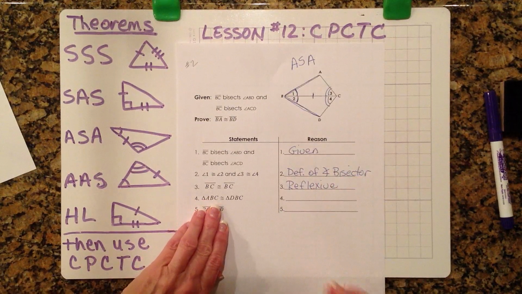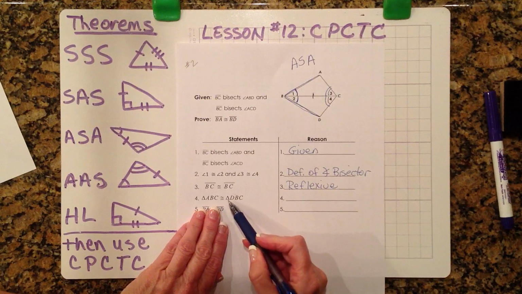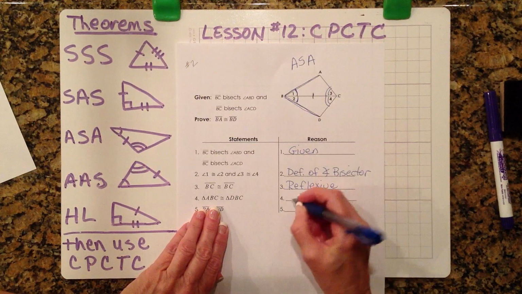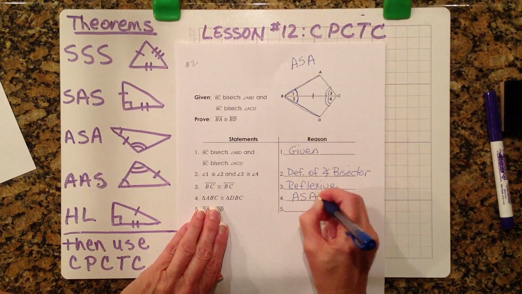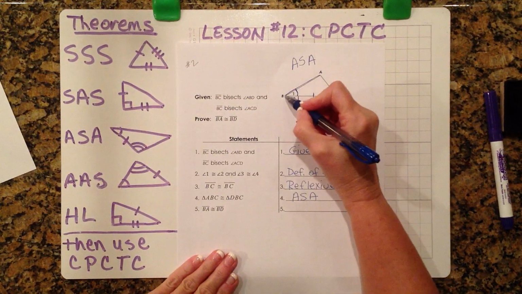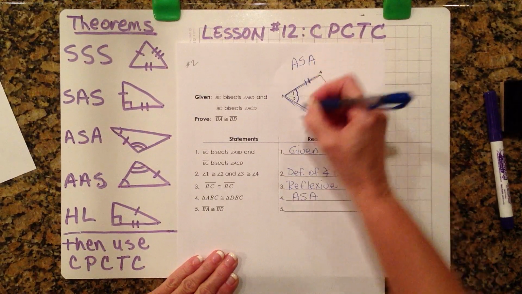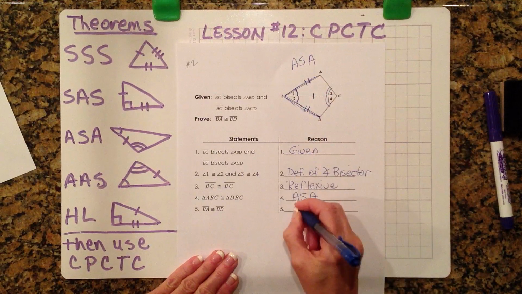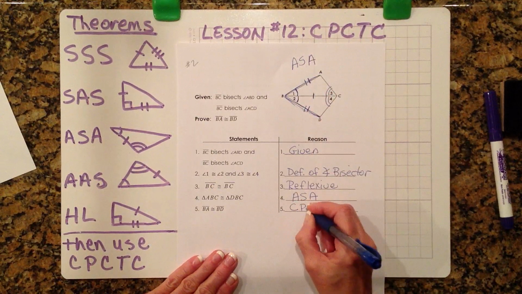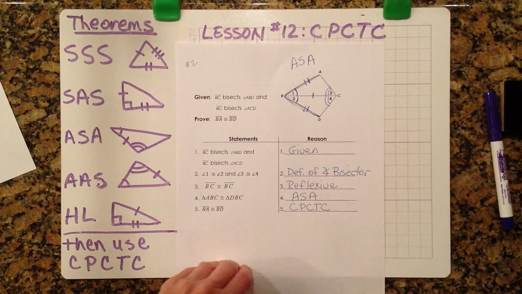Now I can prove the triangles are congruent to each other. Triangle ABC is congruent to triangle DBC, and that's angle, side, angle right there. Okay, now any other leftover corresponding part I can say is congruent, and they're asking for BA and BD right here, and they're congruent to each other because corresponding parts of congruent triangles are congruent.